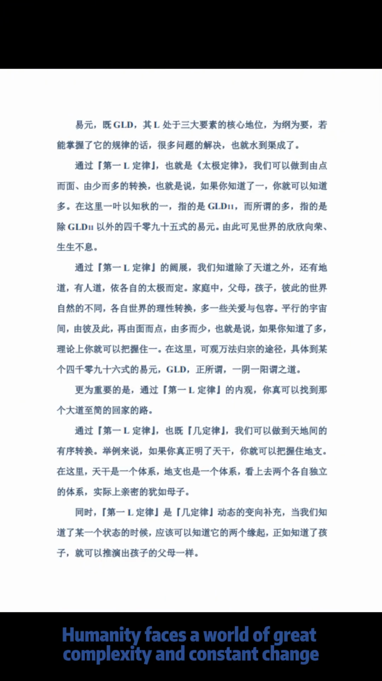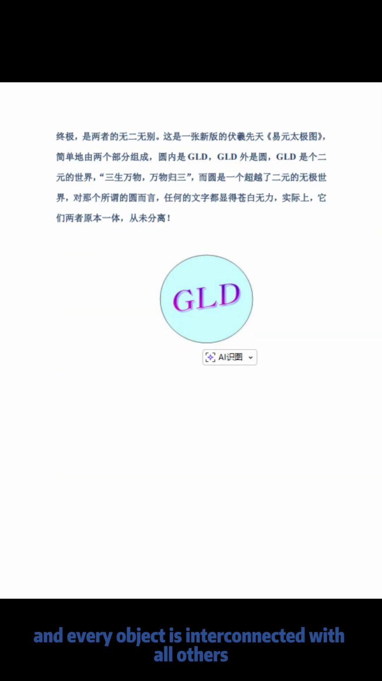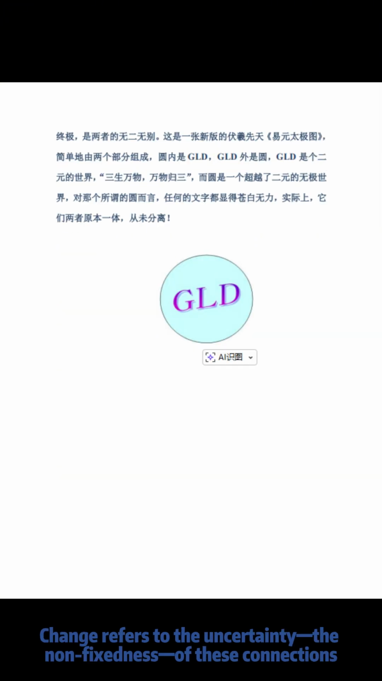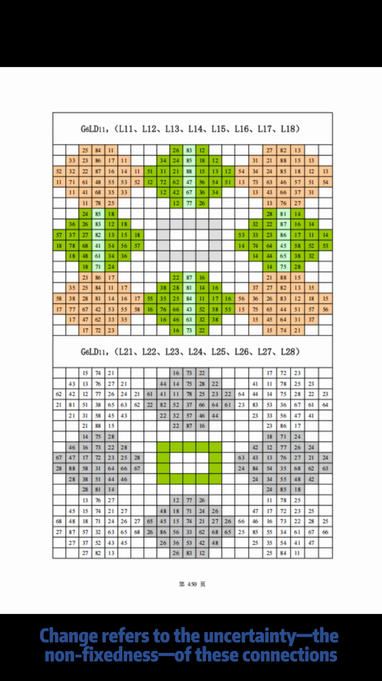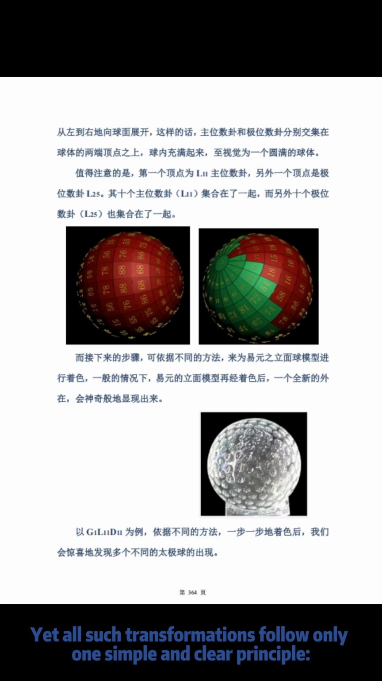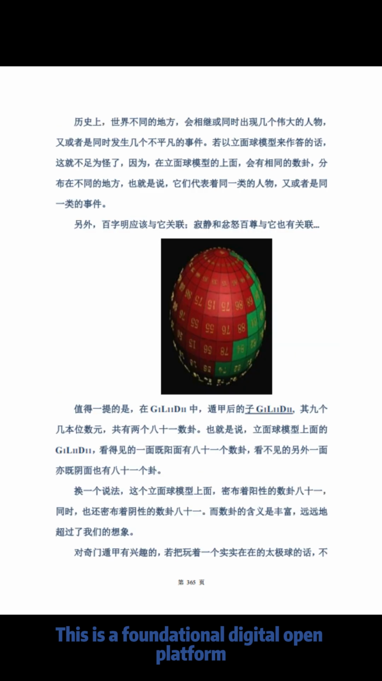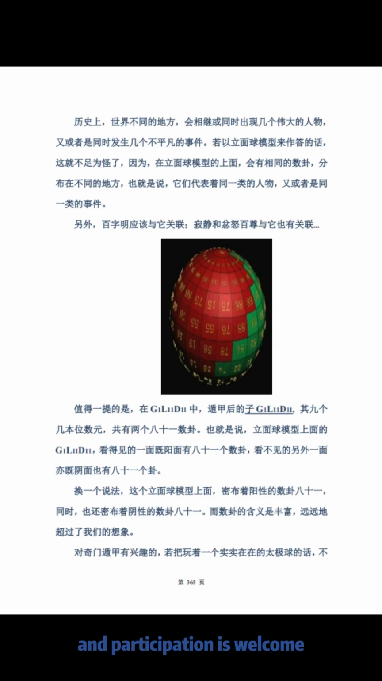Humanity faces a world of great complexity and constant change. Complexity lies in the fact that every person or life form, every event or phenomenon, and every object is interconnected with all others. Change refers to the uncertainty, the non-fixedness, of these connections. Yet all such transformations follow only one simple and clear principle: the GLD I Ching origins rule. This is a foundational digital open platform, and participation is welcome.